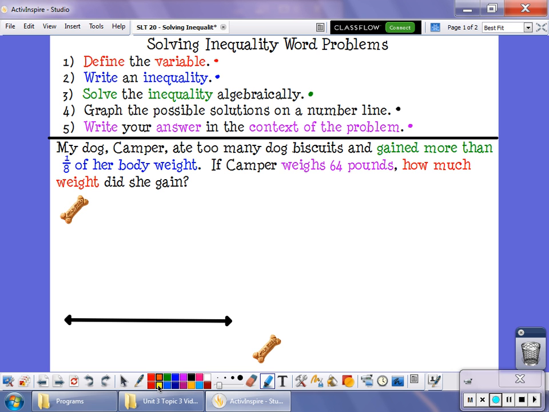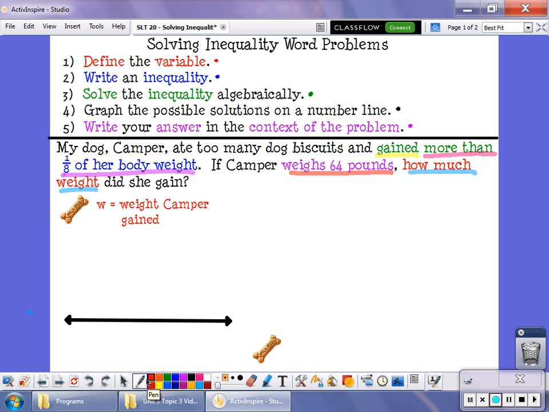My problem says that Camper, my dog, ate too many dog biscuits and gained more than 1/8 of her body weight. If Camper weighs 64 pounds, how much weight did she gain? So my variable is going to be decided by what I'm trying to figure out here. I want to know how much weight Camper gained, so that's going to be my variable. W will equal the weight Camper gained.